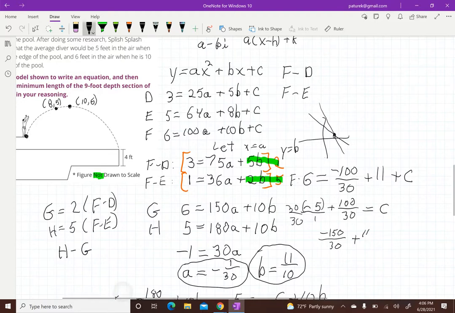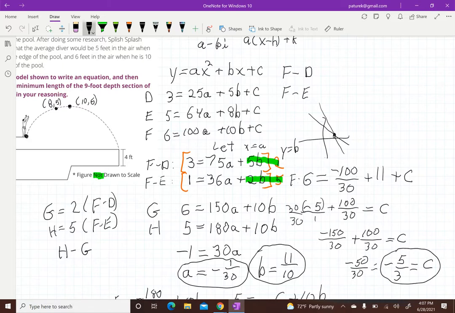Then you're going to add 100 divided by 30 to that, and that will give you the value of C. Well, now that we have a common denominator, -150 plus 100 is -50 over 30, which simplifies down to -5/3 is the value of the C coefficient.